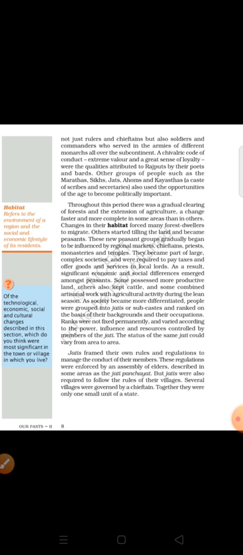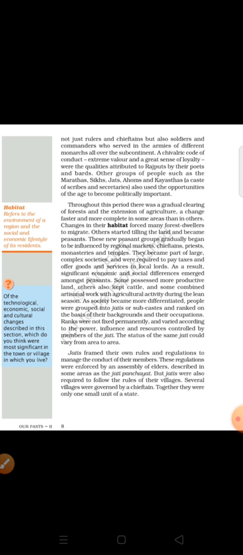So now jatis created problems. Why? Because of the backgrounds, and the power, influence, and resources were controlled by the members of the jati. The status of some jatis could vary from area to area, and this jati system created problems also, with a big difference from area to area.